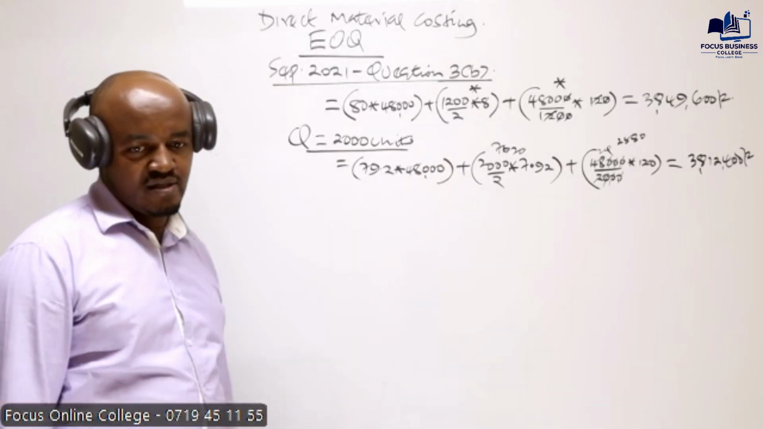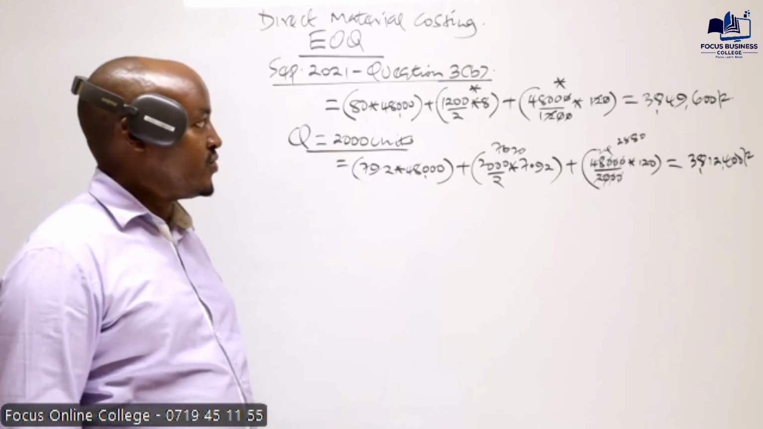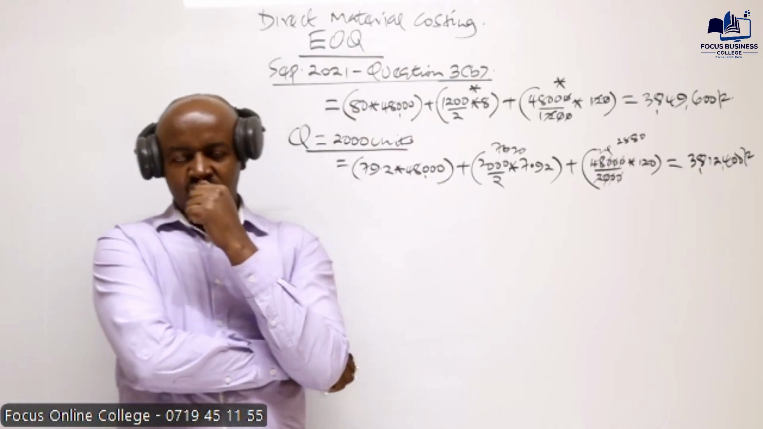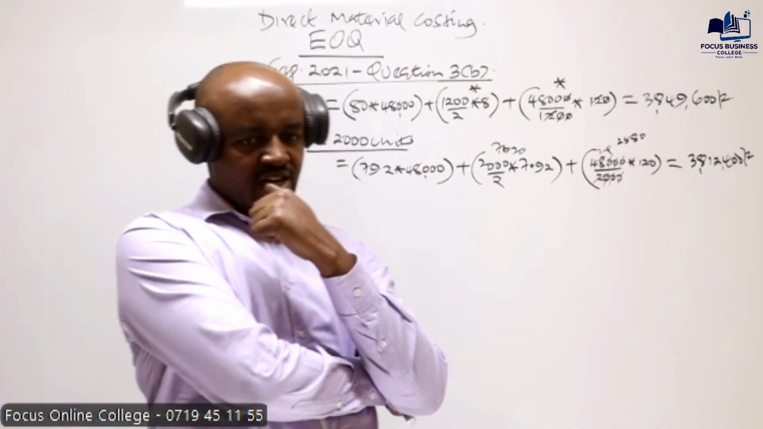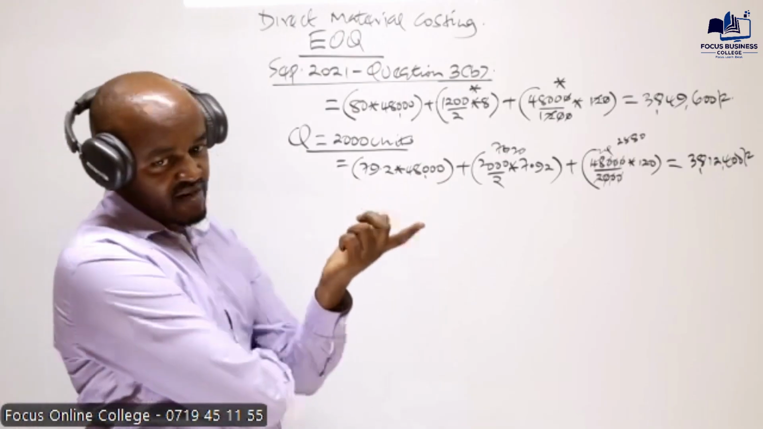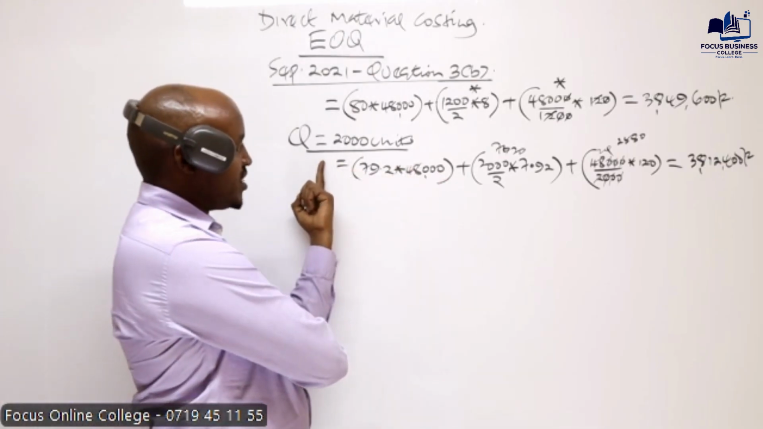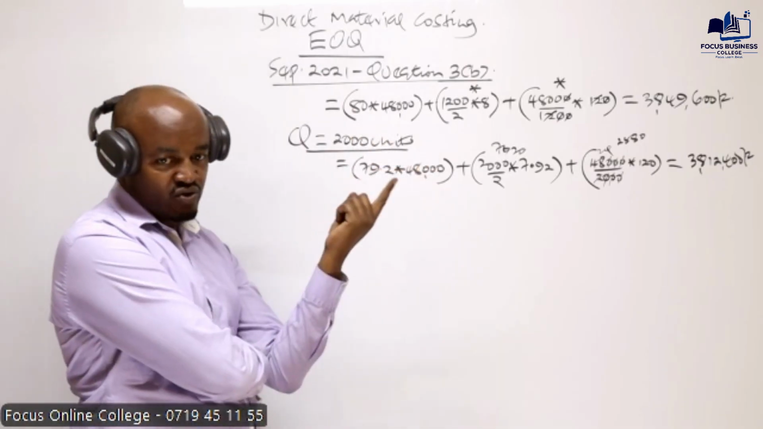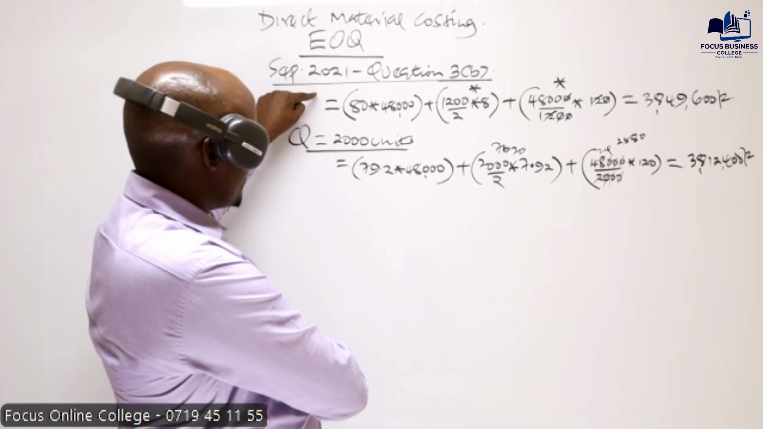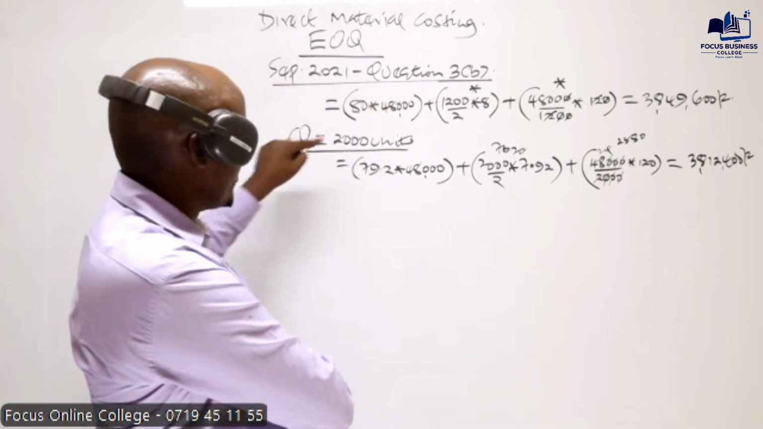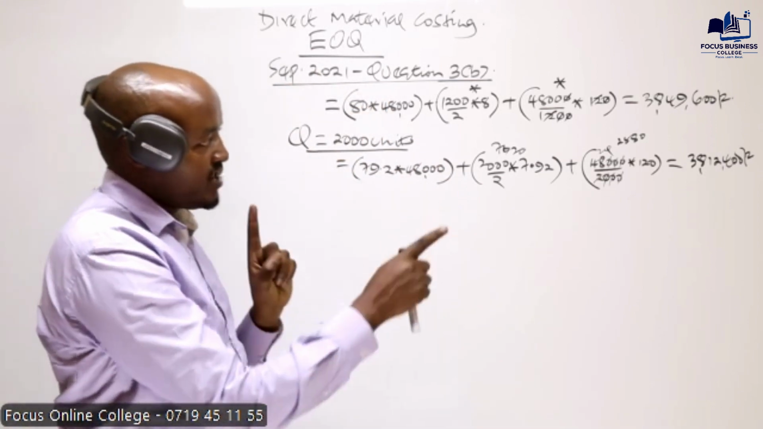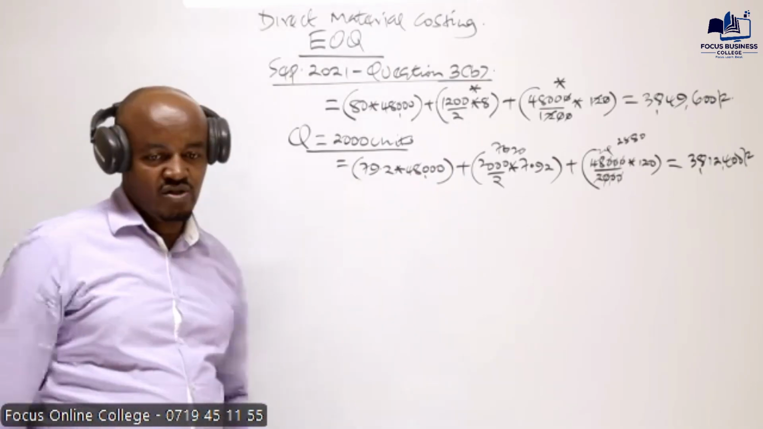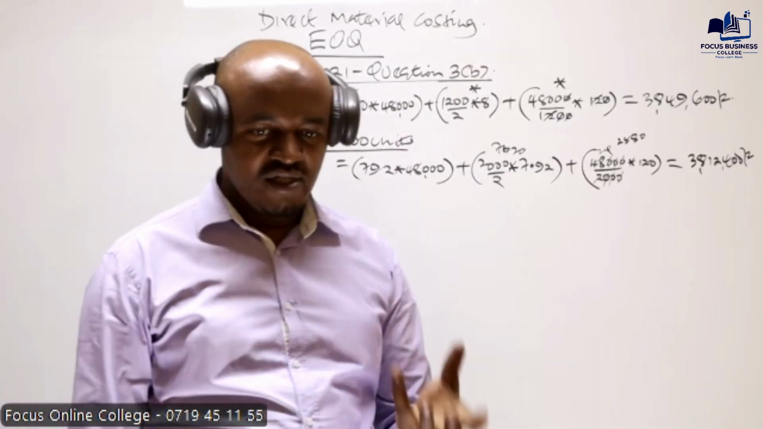Now, we advise the management of this company: should they accept the discount or not? Remember, if the company accepts the discount, it will have to order 2,000 units. So you need to compare the cost of the two order sizes. The order size here is 1,200 units, and here it is 2,000 units. Should the discount be accepted or not?